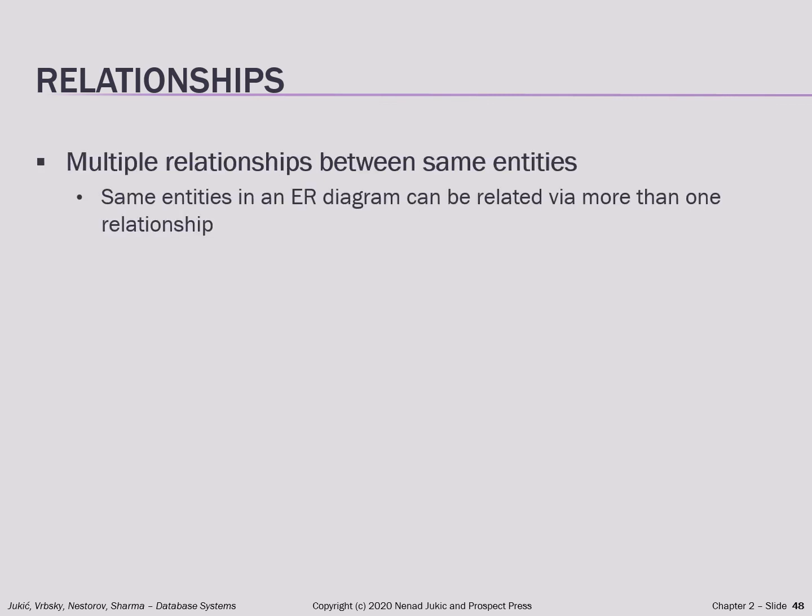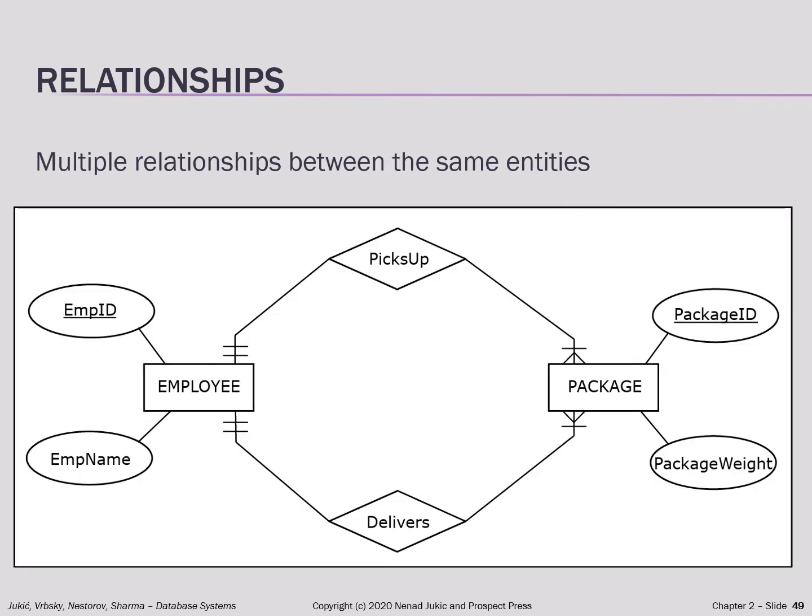In many cases, 2 same entities can be involved in more than one relationship. Let's look at this example. There are 2 distinct separate relationships between 2 entities, employee and package: the relationship picks up and the relationship delivers. In one, each employee picks up 1 or more packages and each package is picked up by exactly 1 employee. And in the other one, each employee delivers 1 or more packages and each package is delivered by exactly 1 employee.